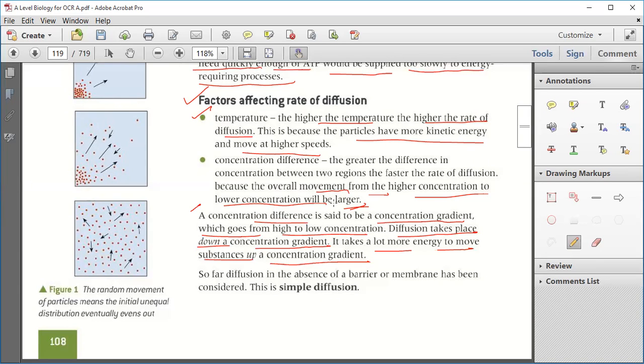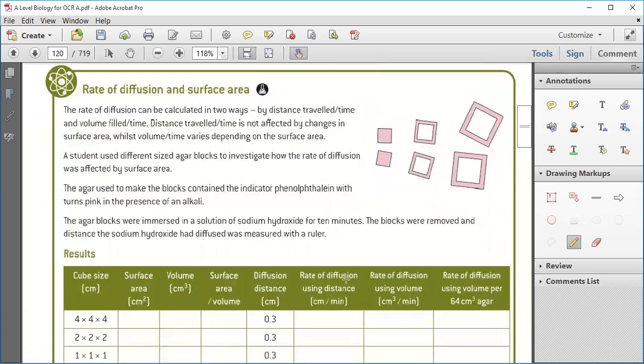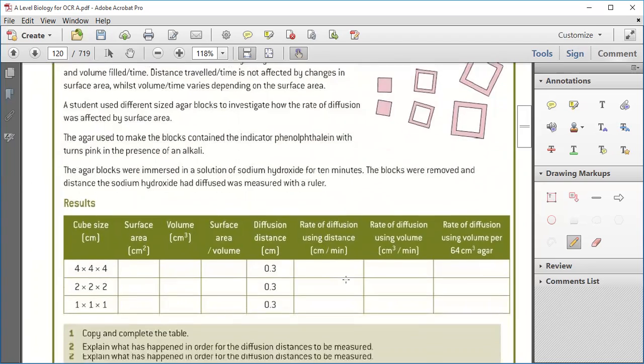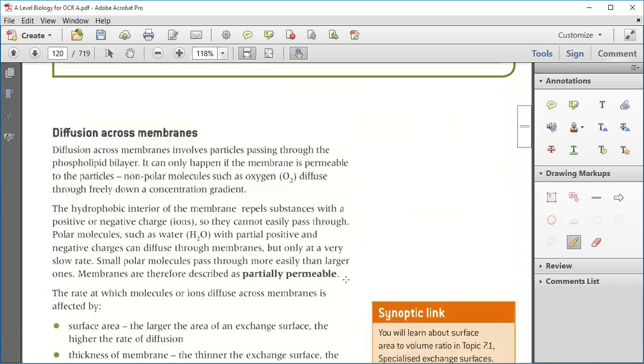So far, diffusion in the absence of a barrier or membrane has been considered. This is simple diffusion. In this case, no barrier or membrane is required, and the simple motion in and out of the gases is known as simple diffusion. Clear? This activity you covered, rate of diffusion and surface area. Okay. Now diffusion across membrane.